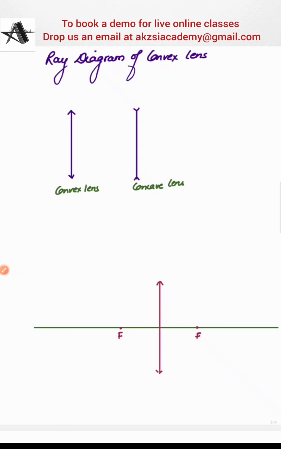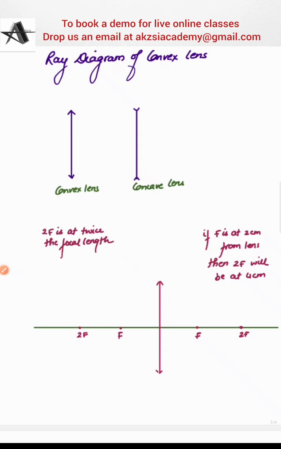You can pick any value, but whatever value you choose, you have to measure the same distance on both sides. If you measured it to be 2 cm, that means 2 cm should be on this side as well. Next thing that you have to draw is called 2F, at twice the focal length. If we have taken 2 cm as the focal length, then 2F will be at 4 cm. So in short, 2F is at twice the length. These are the basics that you have to keep in mind.